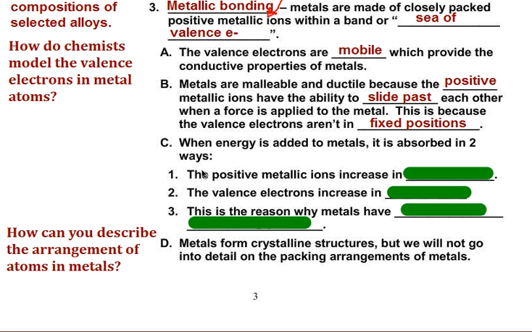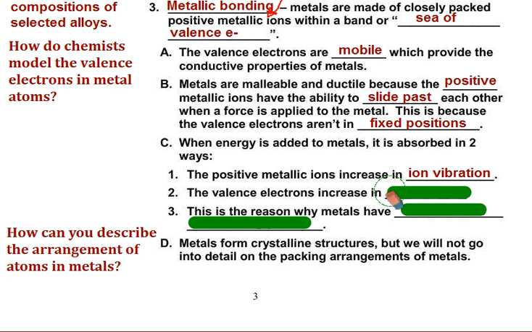Now, when we add energy to metals in this way, or in any kind of way, it is absorbed in two different ways. The first one is that the positive metallic ions increase in their ion vibration. They start wiggling more and more, and they get excited. They start wiggling because they're filled with energy. It's like a 5-year-old that's just eaten all of their Halloween candy.